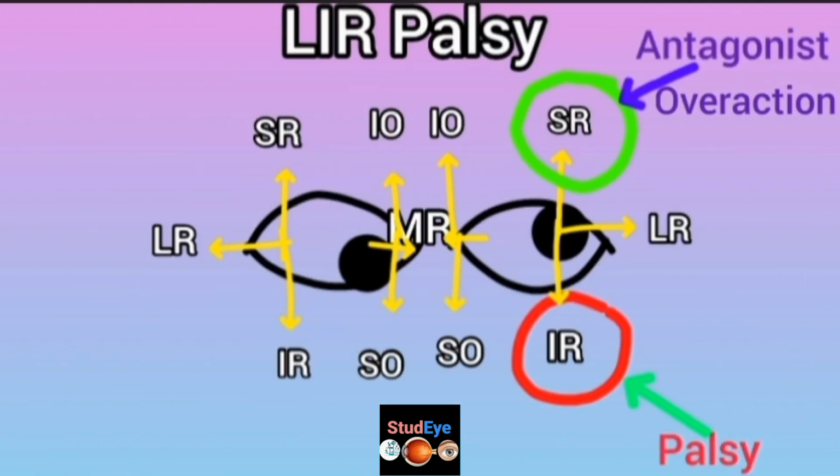So now in the third step, we have discussed that there will be the overaction of the ipsilateral antagonist. So over here, the muscle which is opposite to the paralyzed muscle, or the agonist, that is the inferior rectus, its antagonist is the superior rectus. So this is the antagonist which will be overacted in this state, right? So in the third step, we have discussed that the ipsilateral antagonist will overact. So here there will be the overaction of the superior rectus.